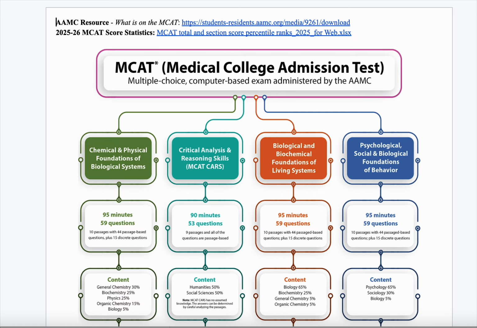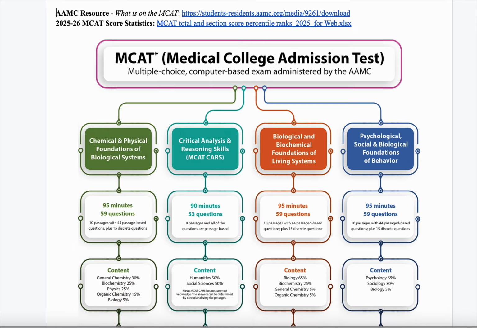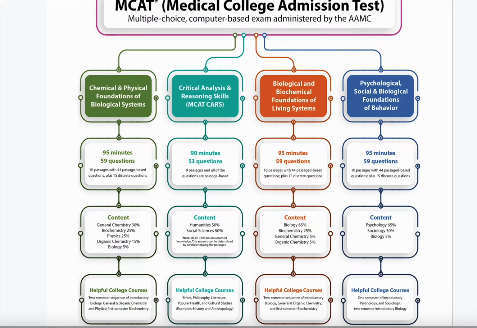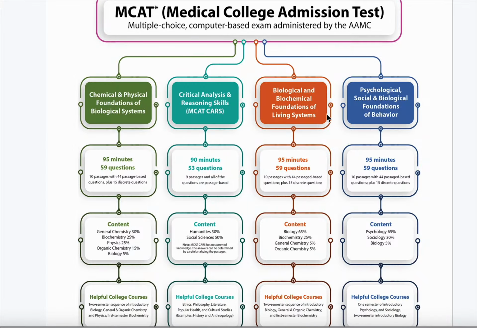So about the test itself, there are 4 main sections, and I have this little diagram which will be posted on a PDF that you guys can access, but the sections are at the very top right here. The first is Chem and Phys, so Chemical and Physical Foundations of Biological Systems. It's 95 minutes long, 59 questions, and it includes passage-based as well as multiple choice questions. It has a list here of the specific content, so maybe what these would align with in your prereq courses at your institutions, and then some more details below.